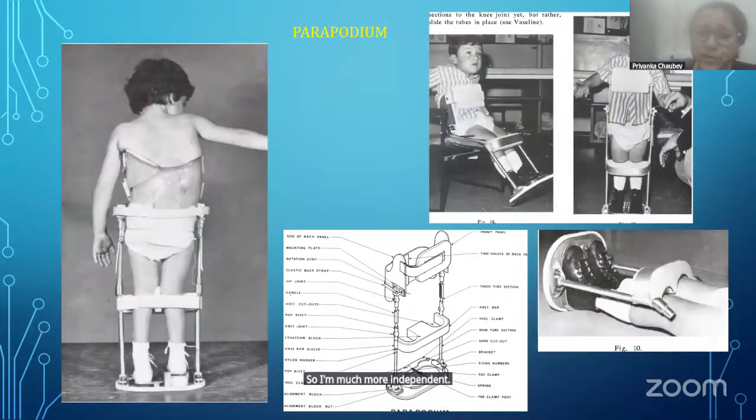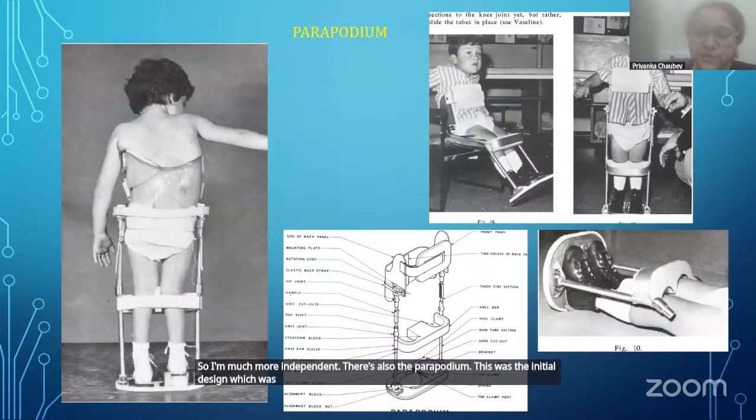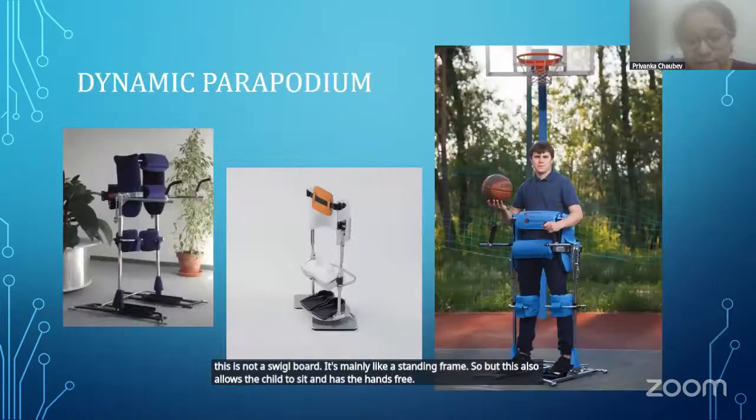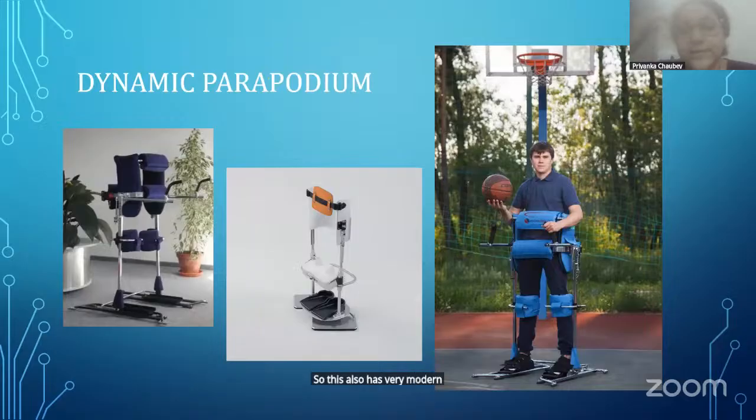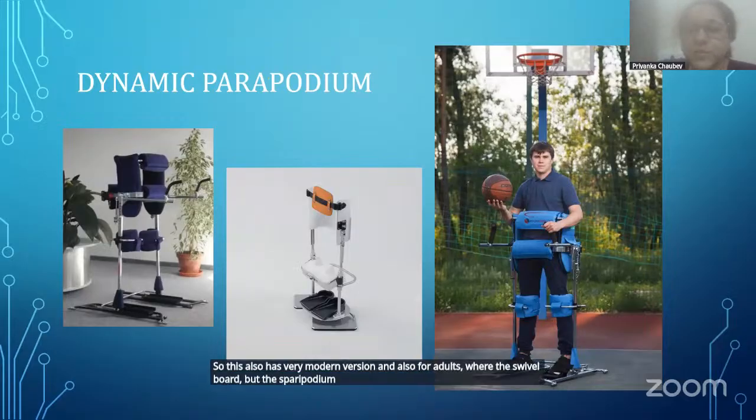There's also the parapodium. This was the initial design, which was slightly different from the walker, because this is not a swivel board. It's mainly like a standing frame. But this also allows the child to sit and has the hands free. This also has a very modern version, and also for adults, where the swivel board, but this parapodium standing frame can also be used to make movements with actuators and with computer aided control.